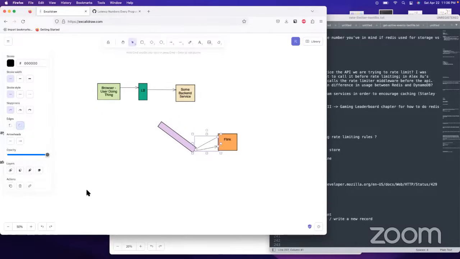Let's round that. There we go. And we've got a Kafka stream. Wow, it rotated it for me. I didn't actually mean for that to be rotated.